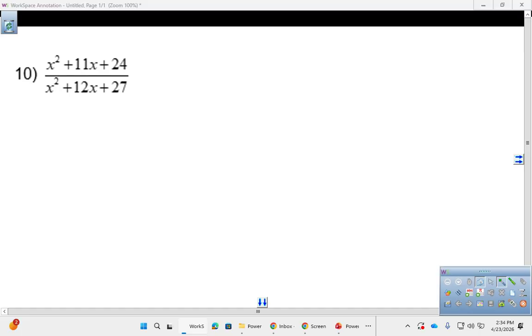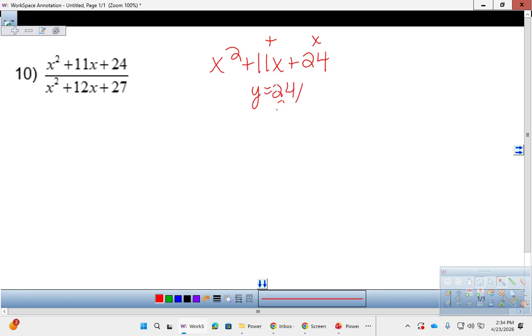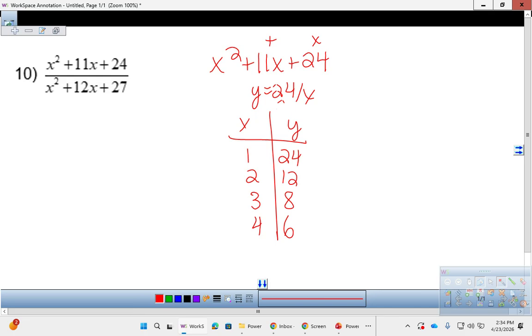So if I were looking at this, I'm seeing a trinomial where a equals 1. So I'm using the a equals 1 method, and I'm looking for numbers that multiply to 24 and add to 11. In my calculator, I'm going to do 24 divided by x, and I'm going to look at all the numbers that multiply to 24: 1 and 24, 2 and 12, 3 and 8, 4 and 6. And then it starts to repeat because 6 and 4 is the same thing.